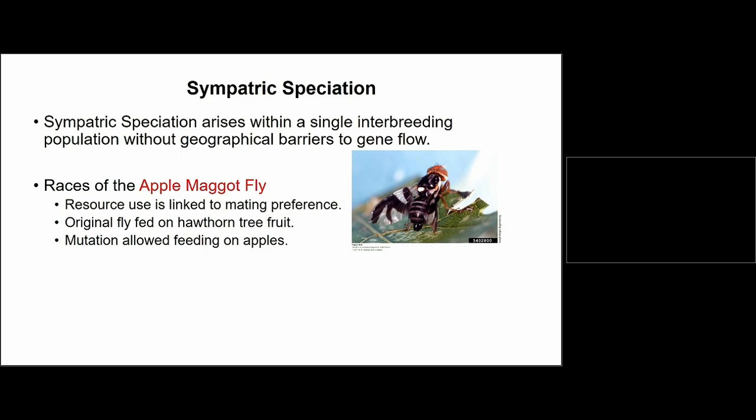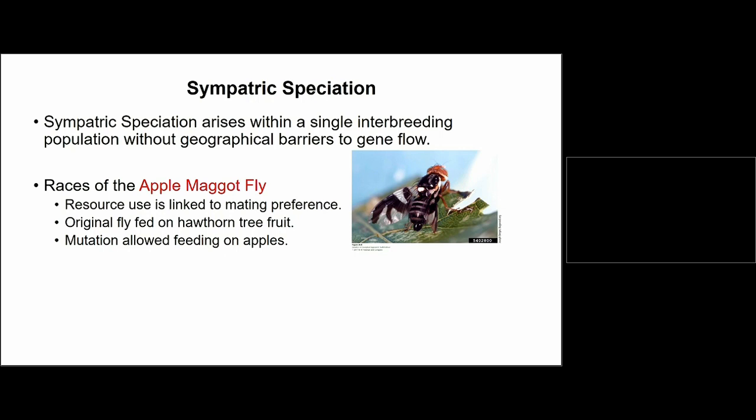Well, if you're a fly, who are you going to mate with? The ones you hang out with, right? The flies on the apple trees are going to mate with flies on the apple trees, and the flies on the hawthorn trees are going to mate with other flies on the hawthorn trees. So we're starting to get two separate groups of flies. They're not necessarily two species yet, just two different groups mating within each other.